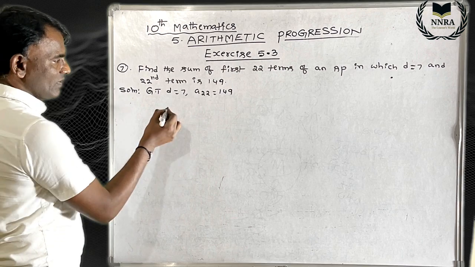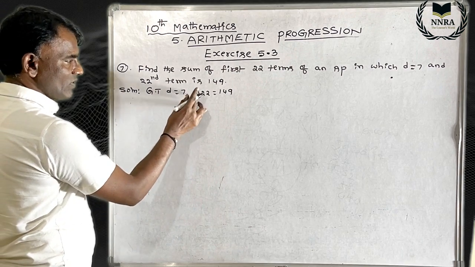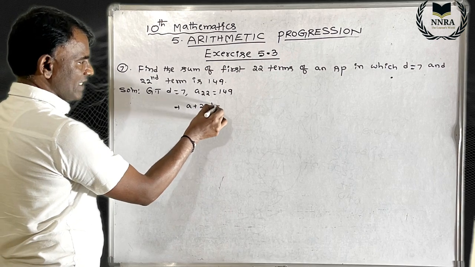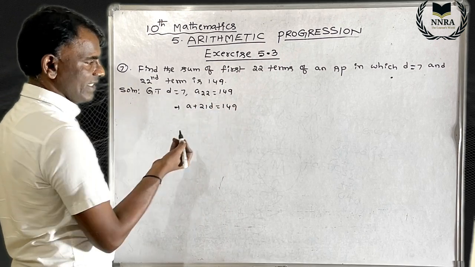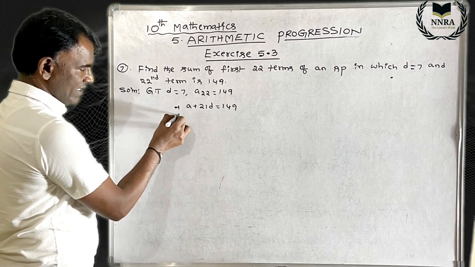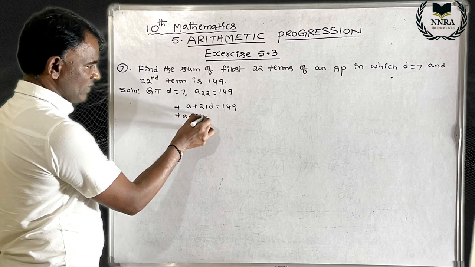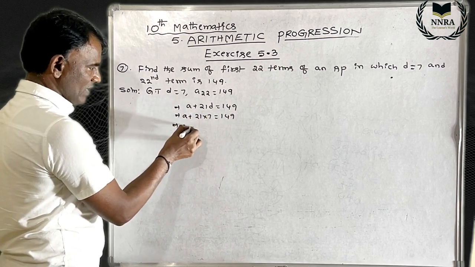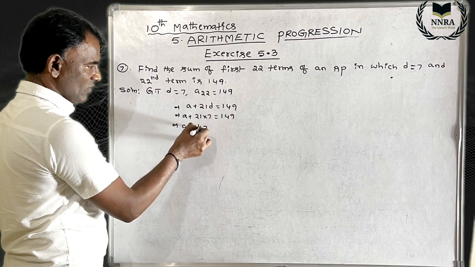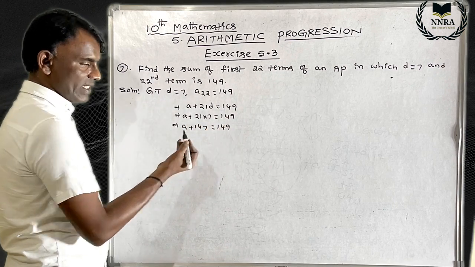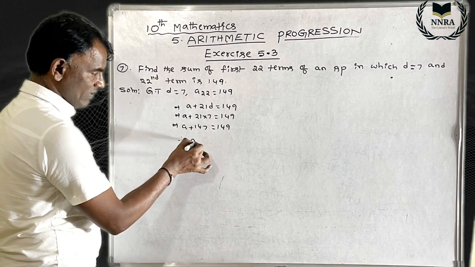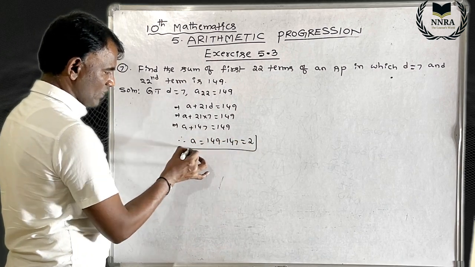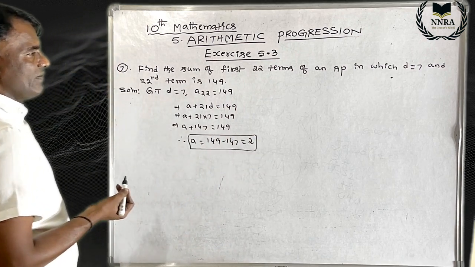Clear? Now again I am taking this. A22 can be written as A plus 21D. It is 149. And A plus 21 into 7 equal to 149. So A plus 147 equal to 149. Now what's the value of A? That is 149 minus 147 equal to 2. This is the value of A.